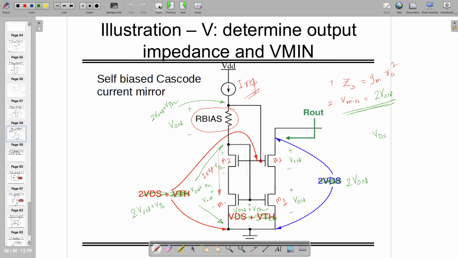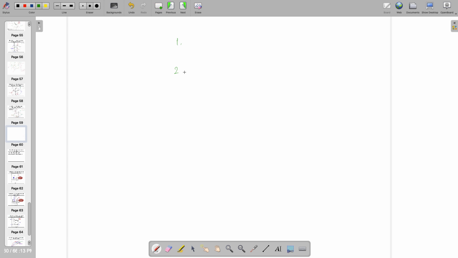Now what we learn from the two required parameters, Z equal to infinity and V min equal to 0, is that from all the previous particular things, it's very difficult to achieve V minimum less than 2 V on for very good source impedance. Of course, you can add more cascodes like this.